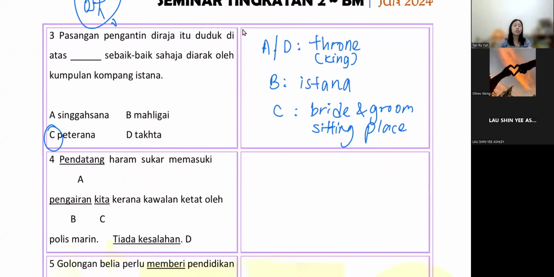Olive, pendatang haram, which is illegal person. Suka means heart. Memasuki enter, perairan kita kerana kawalan ketat. Ketat means strict. Oleh polis marine. Polis marine is a marine police. There is a kesalahan, because pengairan is normally saying a pipe. But you want to say the CRDs, right, is perairan, not pengairan. Pengairan normally saying for the pipe. Perairan normally saying for the area like sea, where there is a sempadan to avoid someone illegally coming in.